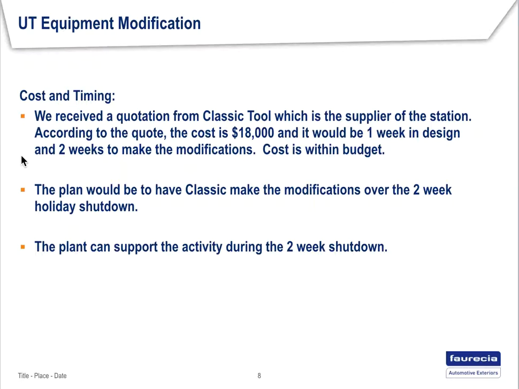The plan would be to have Classic make the modifications over the 2-week holiday shutdown at the end of the month here. We cannot do it within production time because, again, we'll slow production down. We can't do that while in production. We won't be able to build product to deliver to the customer. So, the best time to do it would be at the end of the month during the 2-week shutdown. As far as support goes from the plant, we do have personnel that can be there during the 2-week shutdown to support Classic as they implement the modifications.